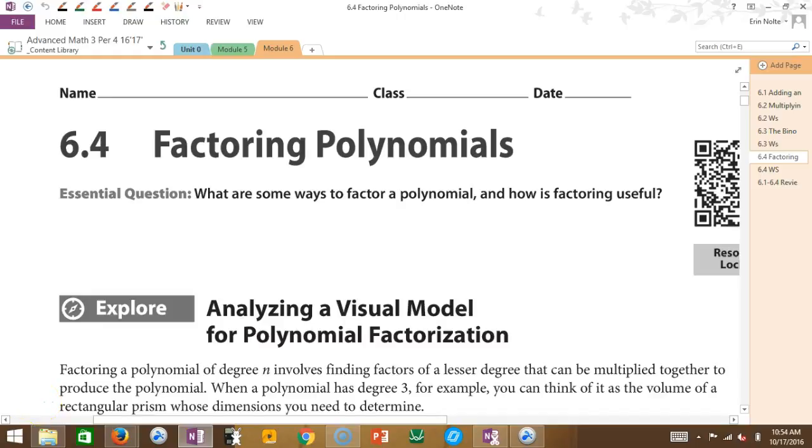Okay, so 6-4 is factoring polynomials. We have done factoring before. What did we factor? Quadratics. Those methods that you've previously learned are still important. We still need to be able to factor quadratics. You will have to do that at some point in time.